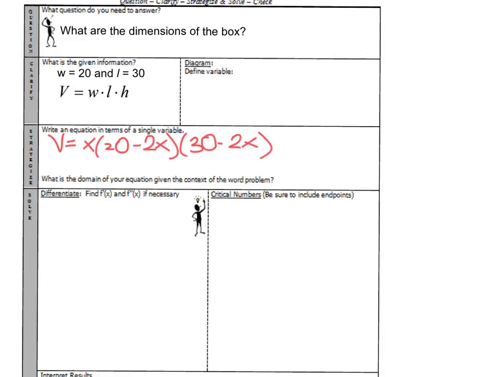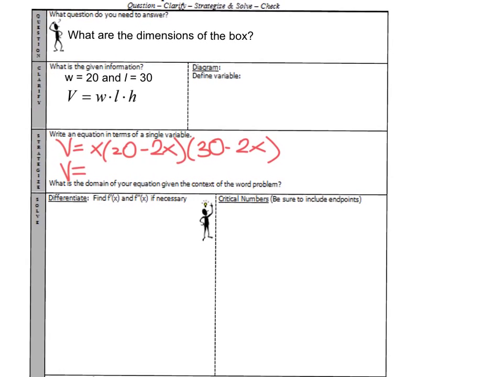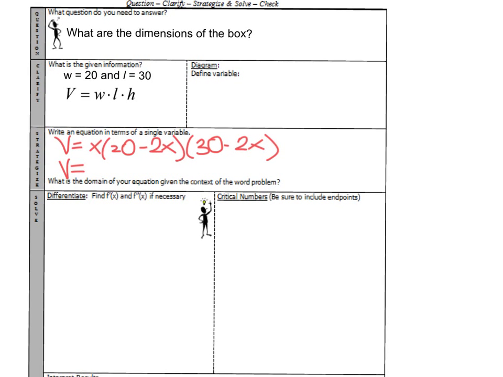The width is 20, length is 30, and we know volume is width times length times height. So using the dimensions that we just talked about earlier, we have volume equals x times 20 minus 2x, and then multiplied times 30 minus 2x. Now, in doing my algebra and multiplying this all out, I end up with volume equal to 4x cubed minus 100x squared, and then plus 600x. So this is the function that represents volume.